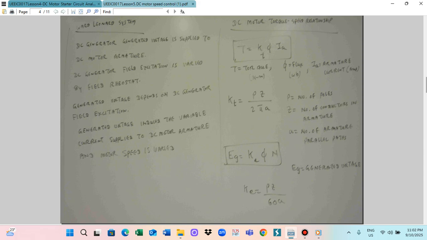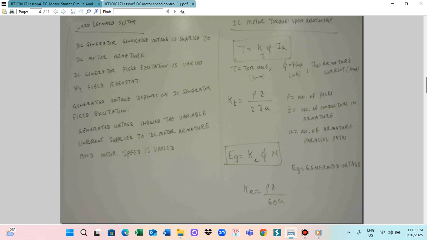So phi is the flux per pole and N is the speed. We also need to calculate KE. KE is also a constant, which can be calculated by this formula: KE is equal to PZ divided by 60A. P is the number of poles, Z is the number of armature conductors, 60 is a constant, and A is the number of armature parallel paths.